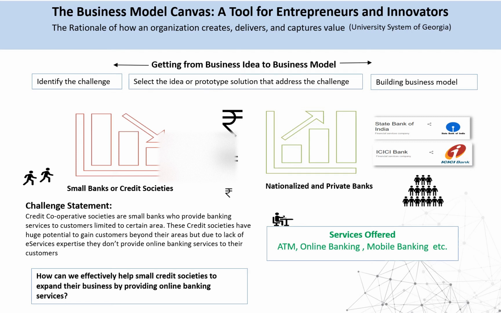So based on the challenge statement, I am selecting my idea of transforming credit societies or small banks into online banking service providers by developing a website and mobile application to provide these services. With online and mobile banking services, customers of these credit societies don't need to go to banks for opening accounts, taking loans, or doing any sort of transactions. They will have hassle-free service readily available on the website and on the mobile applications. Eventually, it will increase the customer base and transactions for these credit societies.